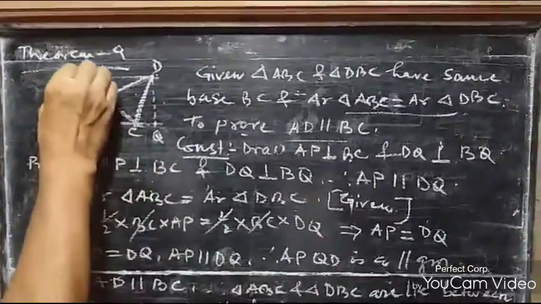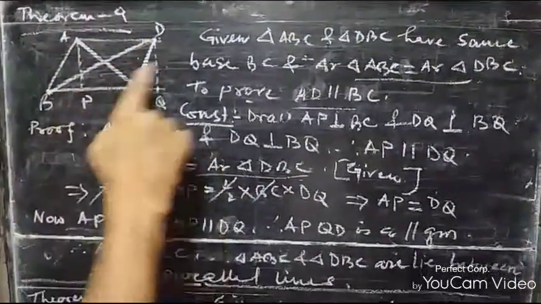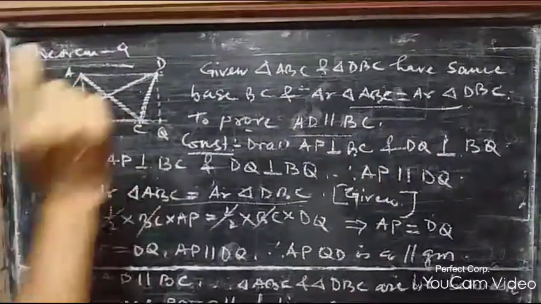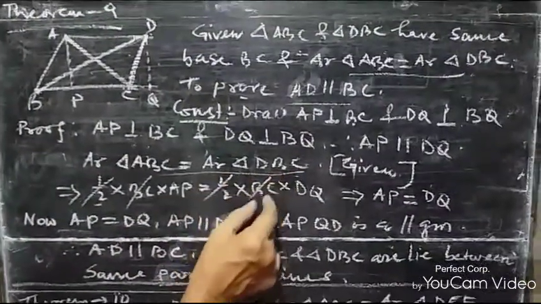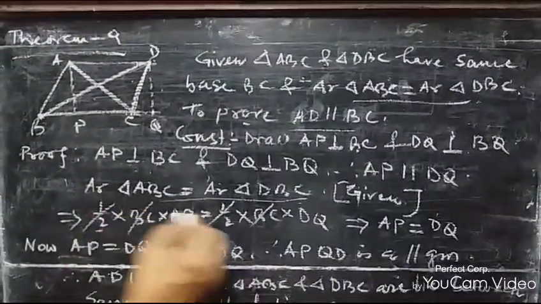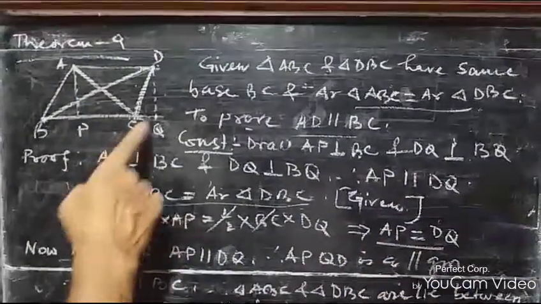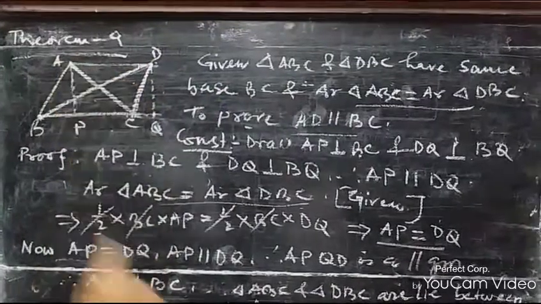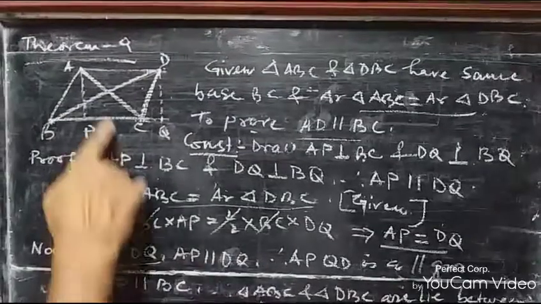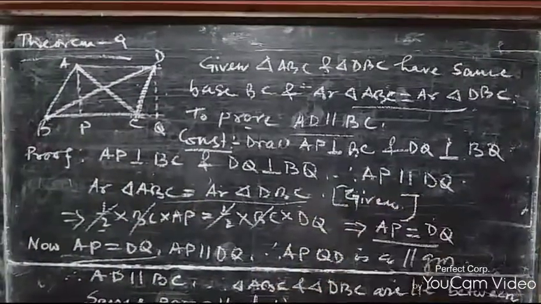Now, area of ABC equals area of DBC, which is already given. So area of ABC equals half base into height: base is BC and height is AP. And also, the base is the same, BC, so half of BC into DQ. If the common half and BC are cancelled, it remains AP equal to DQ.